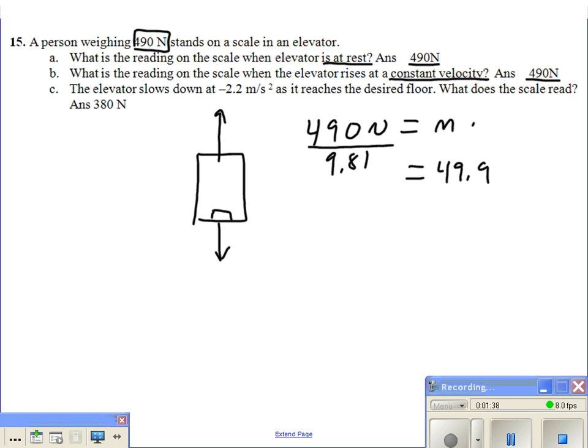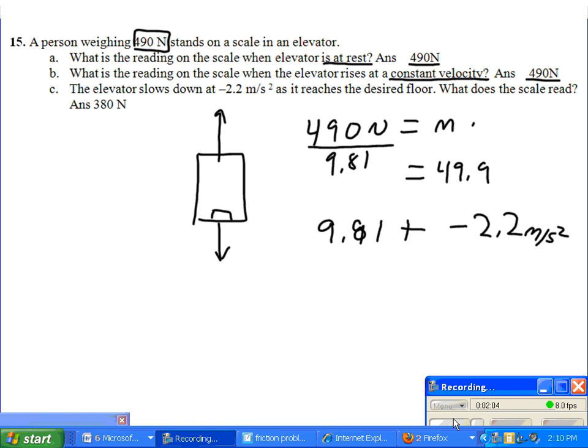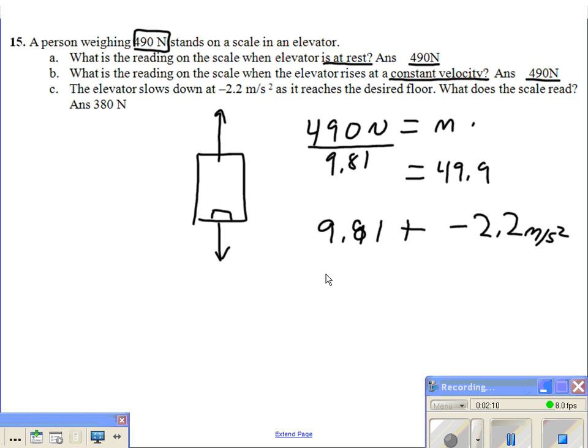So his mass, we could think of as acceleration. We could solve this problem two ways. We could take the constant acceleration, 9.81, and we could add the acceleration that's taking place in the elevator. In this case, it happens to be a minus 2.2 meters per second squared. So if we did this, this would equal 7.6 meters per second squared.